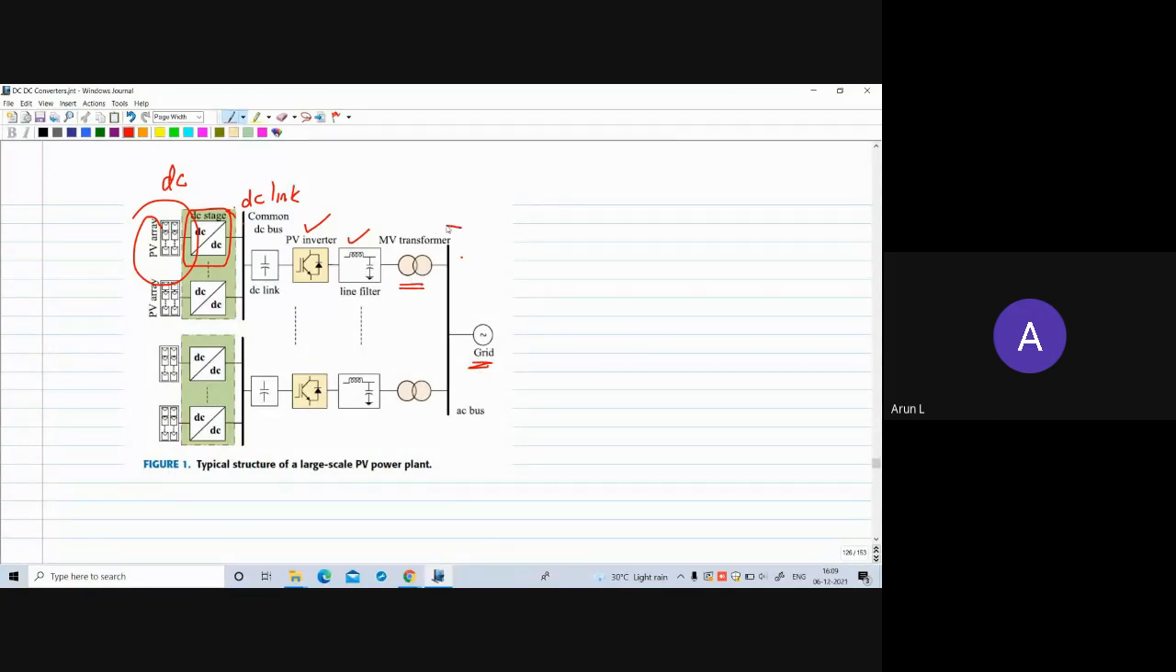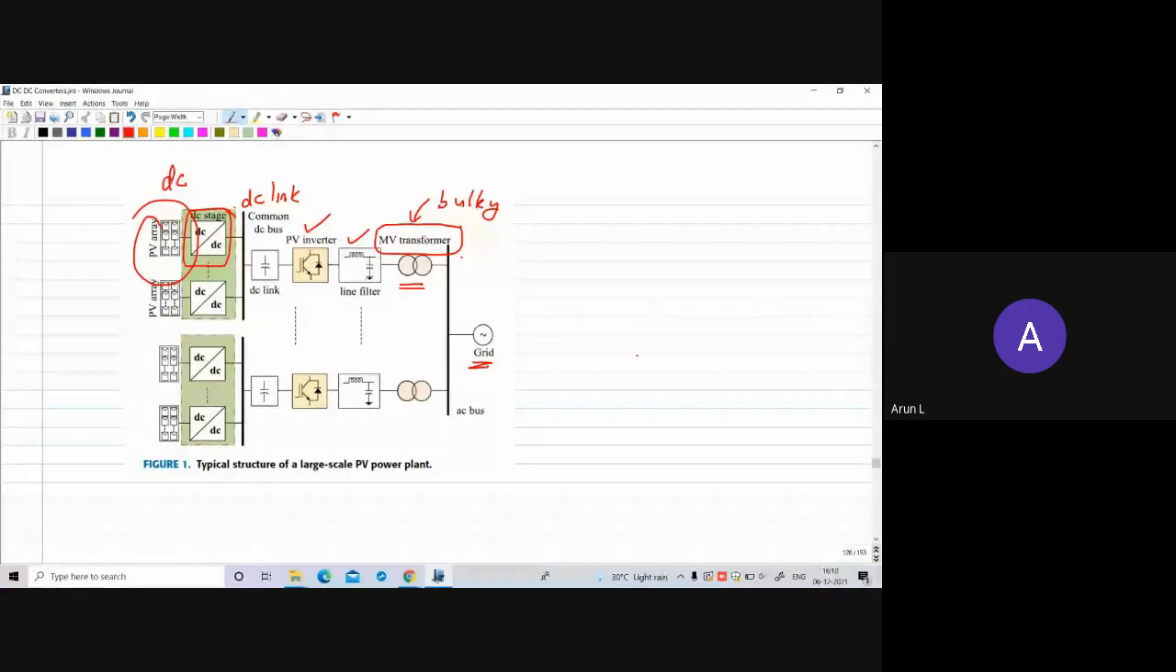So the medium voltage transformer will be bulky, and this makes the system bulky. And this forms a disadvantage for the system, a bulky transformer. So in order to avoid this, modular multi-level converters and multi-level topologies can be used.